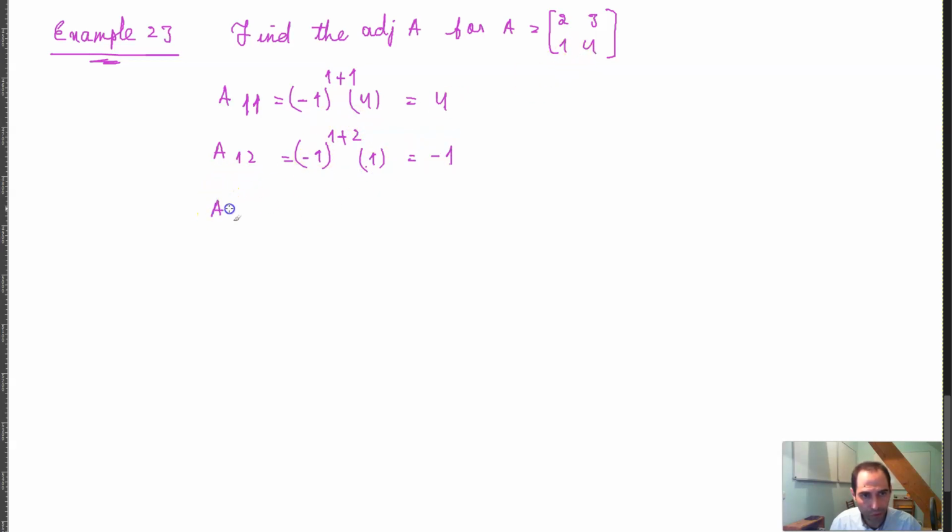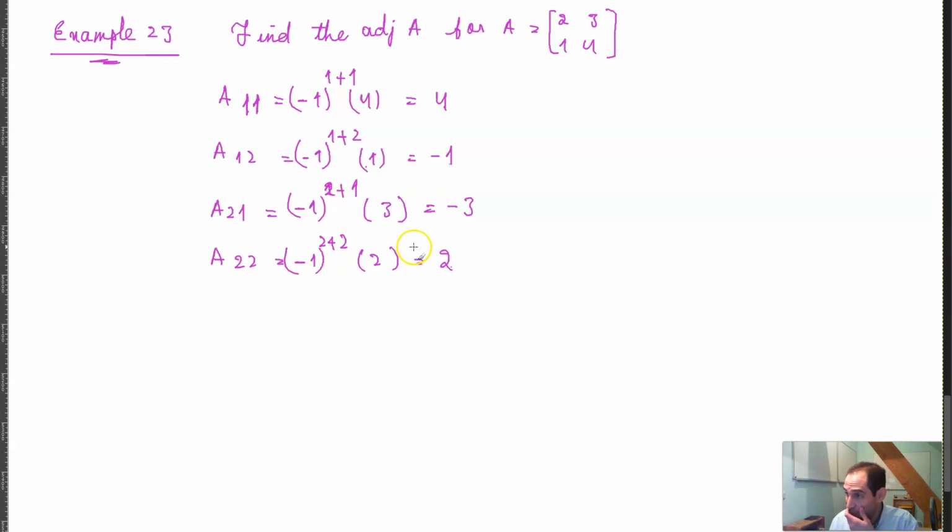A of 2 1 is the same thing as negative 1 raised to the power 2 plus 1 times the minor, so the cofactor of 2 1, deleting this row, this column, you'll get a 3 here, and negative 1 times 3 is equal to negative 3. And the cofactor of 2 2, you'll get negative 1 raised to the power 2 plus 2 times the minor of the element A of 2 2, which is 2 here, so you have 1 times 2 is equal to 2.